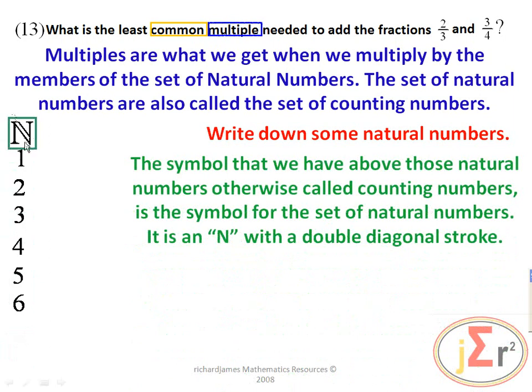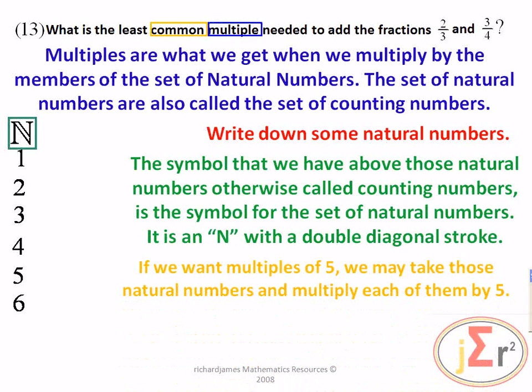What do we notice? This kind of special looking N. The symbol that we have above the natural numbers, otherwise called counting numbers, is the symbol for the set of natural numbers. It is an N, and that N is written in a special way with a double diagonal stroke. So we have the N written with a double diagonal stroke, and that represents what? The set of natural numbers.